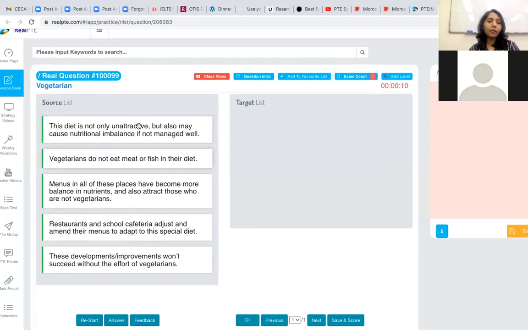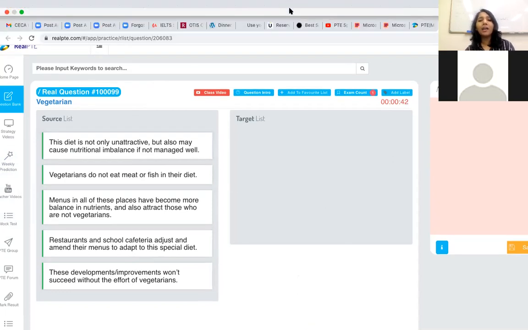So this is how your question is going to look in reorder paragraph. Statements or sentences from a passage are given to you on your left-hand side. These sentences are borrowed from one paragraph of a reading passage from some academic journal. Your task is to arrange them in the right order. They've been given to you in the wrong order, and you're supposed to arrange them in the right order.